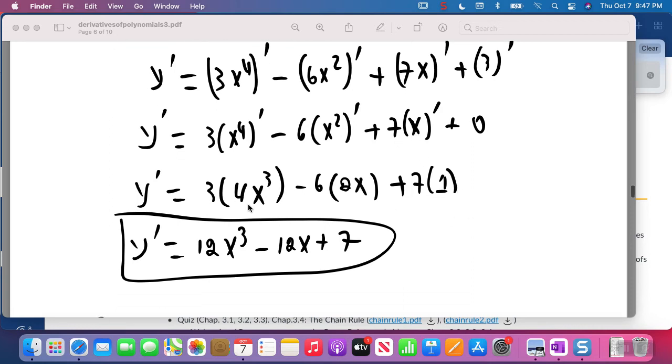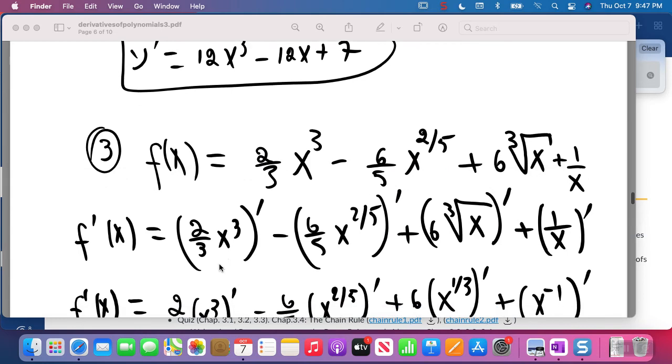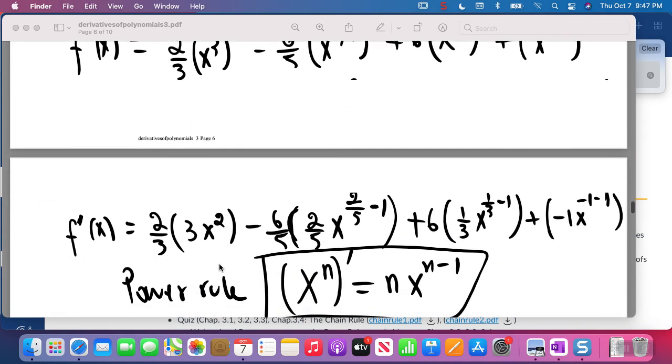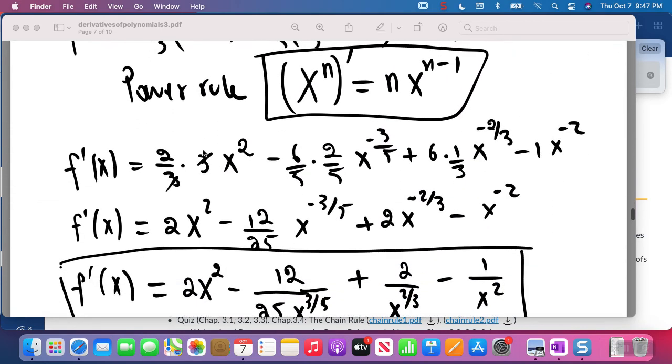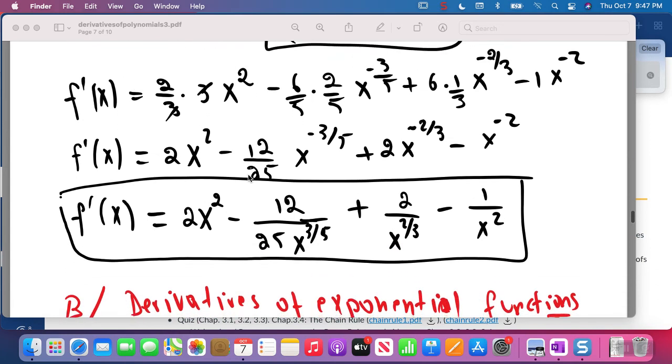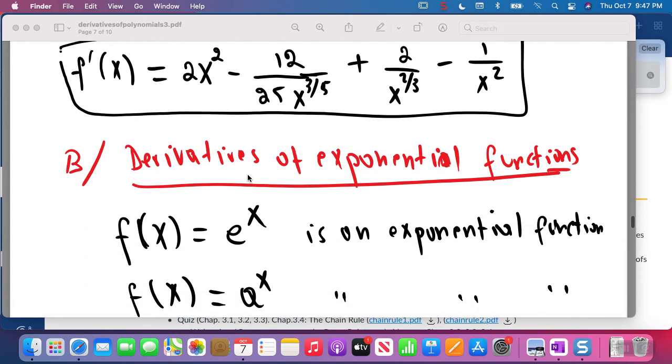So after this, then you just multiply 3 and 4, you get 12 x cubed, and then 6 times 2 gives you, so you get minus 12x, and then plus 7. So you get the derivative of that function. So we have to remember the power rule of derivatives. Okay, always remember it throughout this entire section.